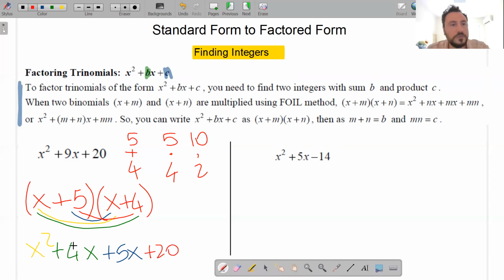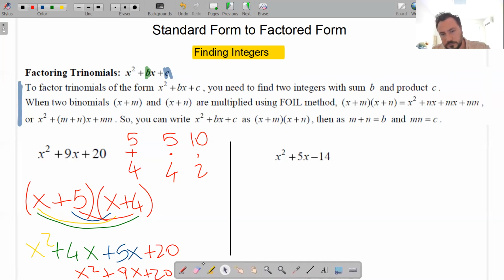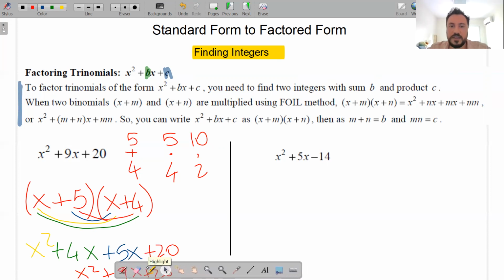You sum these two numbers together and you get back x to the power 2 plus 9x plus 20. That's it. That's the method you might want to use when the trinomial is simple enough, like in this case. Let's take a look at the second one.